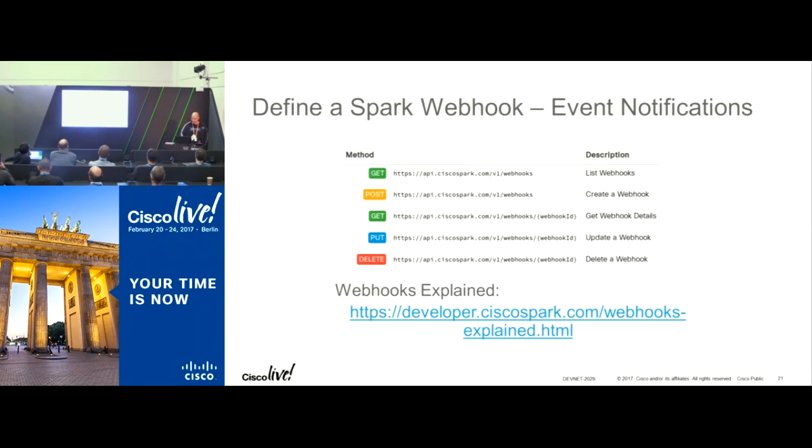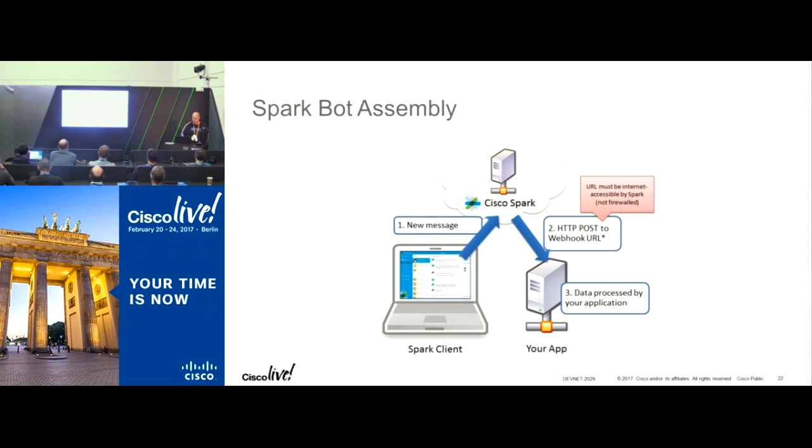We talked about webhooks. So putting it all together, it's going to look something like this. Spark clients are on your PC, on your mobile phone. Someone posts a message intended for your bot application. That message is sent up to the Cisco Spark Cloud. Cisco Spark says, hey, we've got a webhook subscription for this particular bot. So they send a message down to your application, which processes it and probably sends a response, maybe not. But all the cool stuff that you guys develop will be down there.